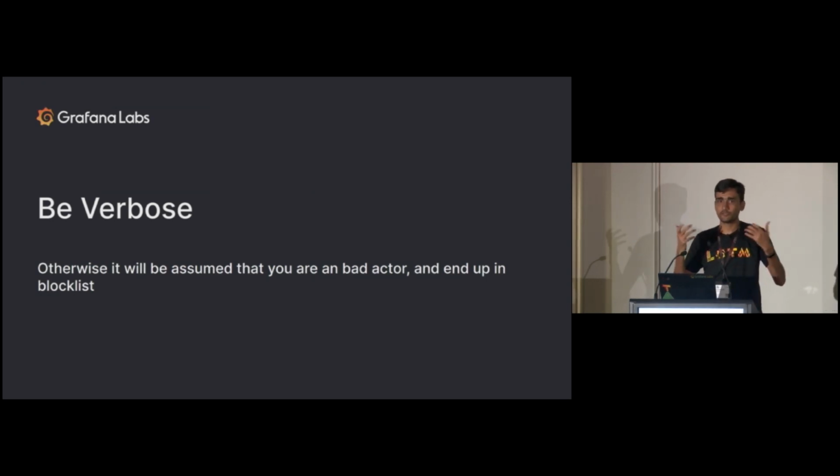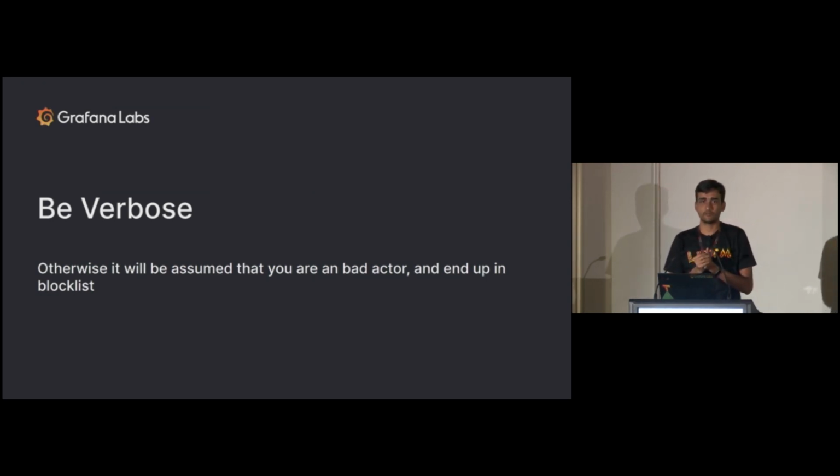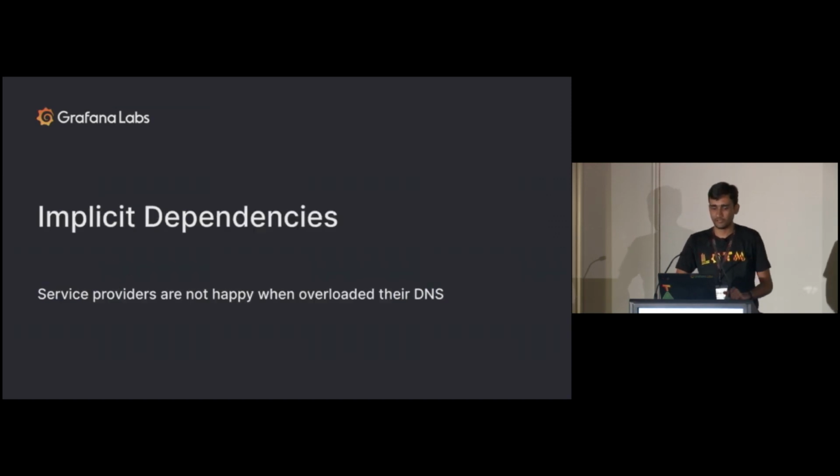So if you are verbose in your user agent headers and publish your IPs, saying these are our IPs and they belong to this product, people will be able to come back to you instead of just blindly blocking you. So we publish the full user agent with a URL that you can use to contact us, which is nice instead of just getting blocked.